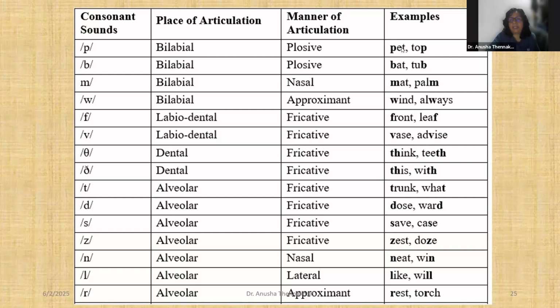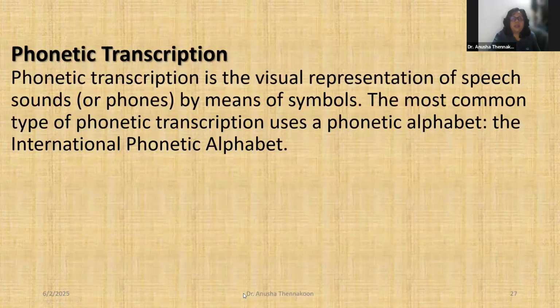Pet, top: place of articulation bilabial, manner plosive. Bat, thumb. Then mat, palm, wind, always. You can just have an idea about this. Next, we'll go to phonetic transcription. You should know about this also. Just get an idea.